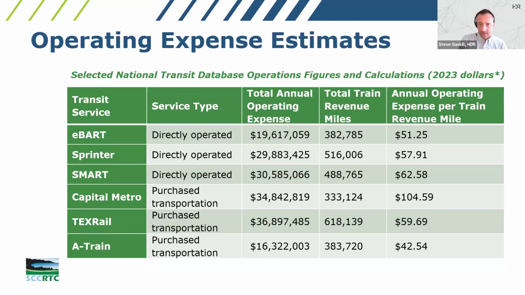Capital Metro is definitely an outlier. And we did some research to figure out why it was such an outlier and learned that it's because of the nature of their contract through which they provide the service. Next slide.